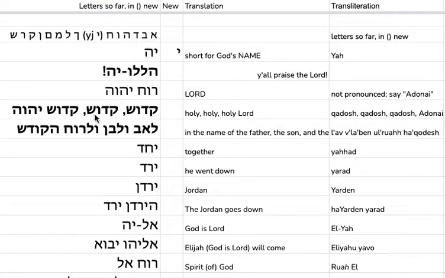Kadosh, Kadosh, Kadosh Adonai. Okay, holy, holy, holy, the Lord. This is the prayer that is the center of the Jewish, let's call it Liturgy of the Hours, three times a day. They pray this: holy, holy, holy, the Lord, God of armies. All of the earth is full of His glory.